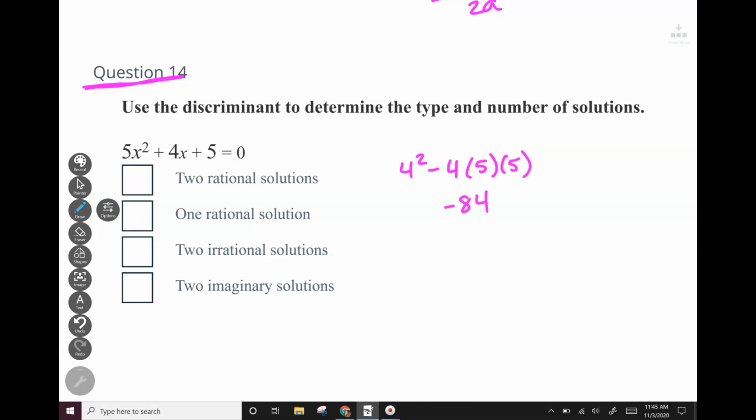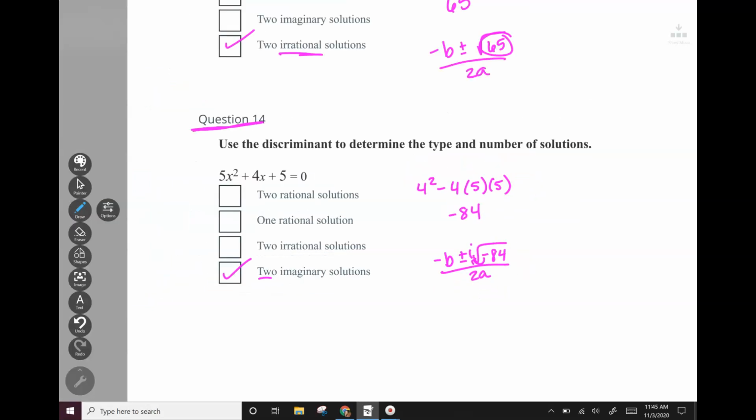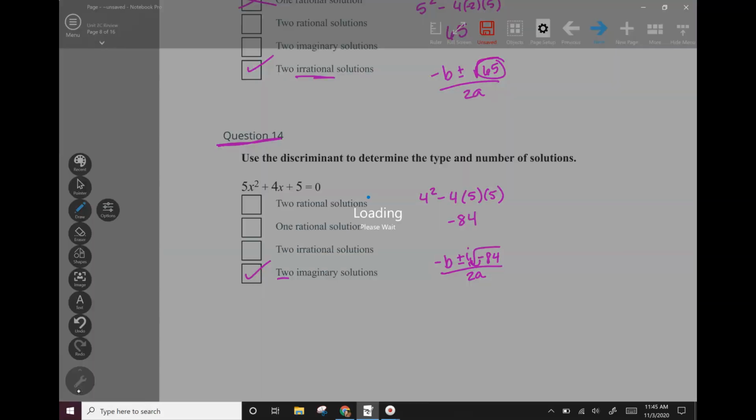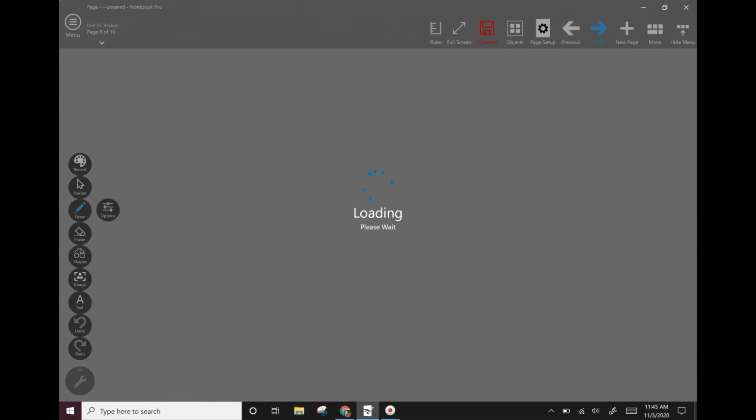All right, so since your discriminant is negative, in your quadratic formula, you're going to have a negative number underneath the radical. So that means I'm going to have imaginary solutions right here. Still have the plus or minus, so you will have 2, but they will be imaginary because I take that negative out and it becomes the i. All right, so that's how you determine the number and types of solutions.